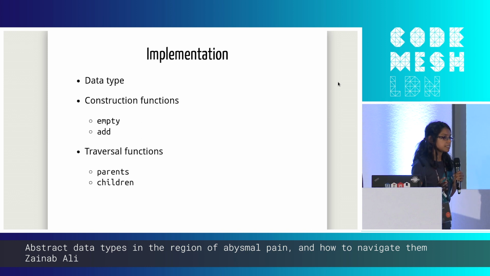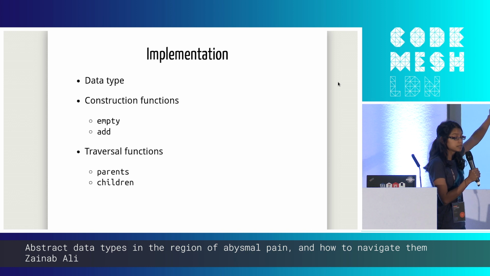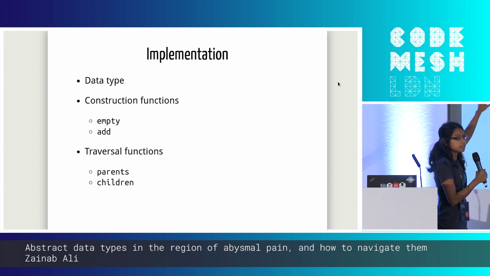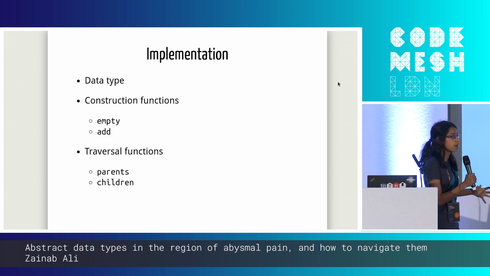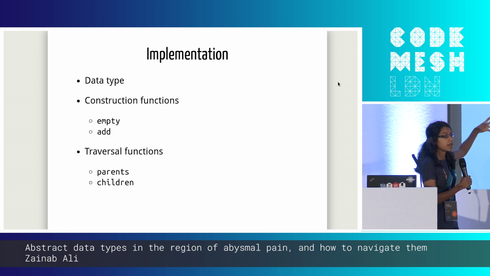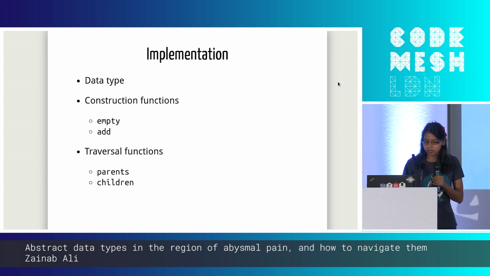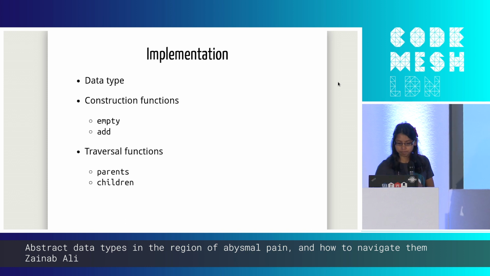So for my implementation, I'm going to need a few things. I'm going to need an actual data type to implement this. I'm going to need a few functions to construct this graph, empty and add. And I'll also need to use this graph somehow, so I'll need functions for traversing it. And those functions are parents, to get all the parent elements of a vertex, and children, to get all the child elements. Child vertices, I should say.